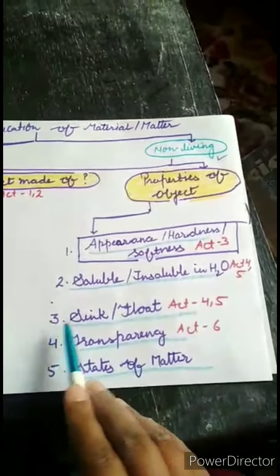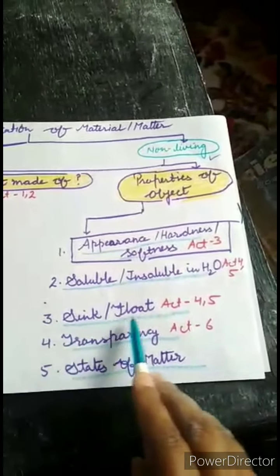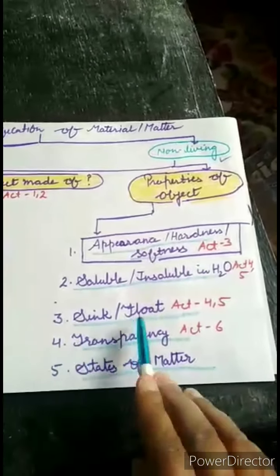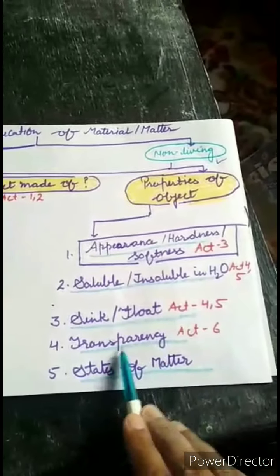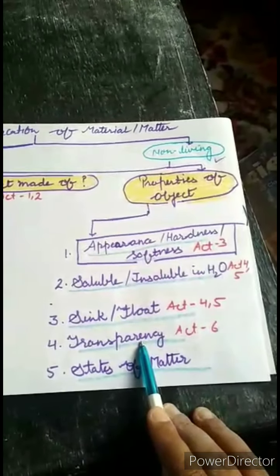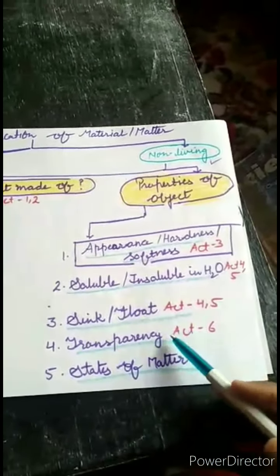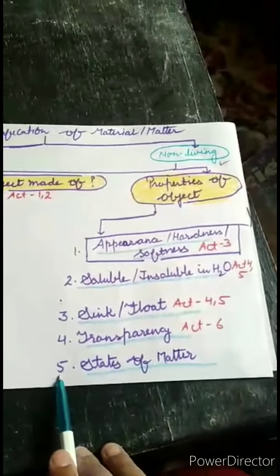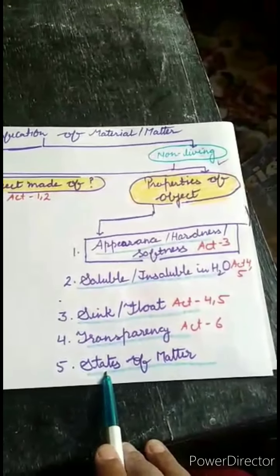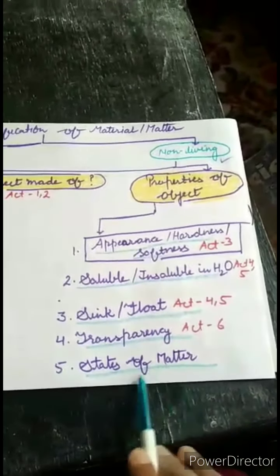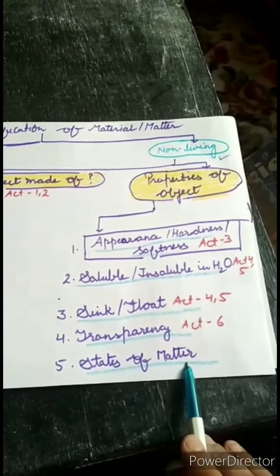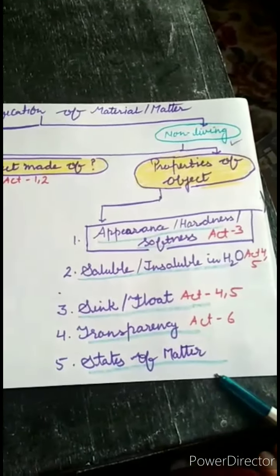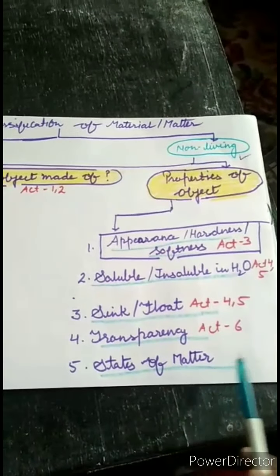Number 3, objects sink or float in water, activity 4 and 5. Number 4, objects on the basis of their transparency, means objects can be classified like transparent, translucent and opaque objects, that is activity 6. And the last property is states of matter. So a matter exists in 3 states, solid, liquid and gas, which I have already told you.